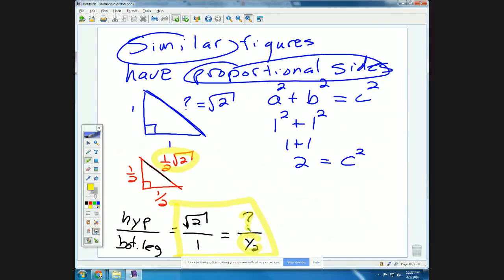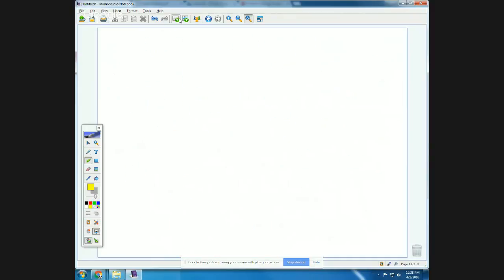Times both sides by 1/2. So I'll multiply this side by 1/2, and I'll multiply that side by 1/2. Now let's bring that to a new screen. It's getting a little messy here.